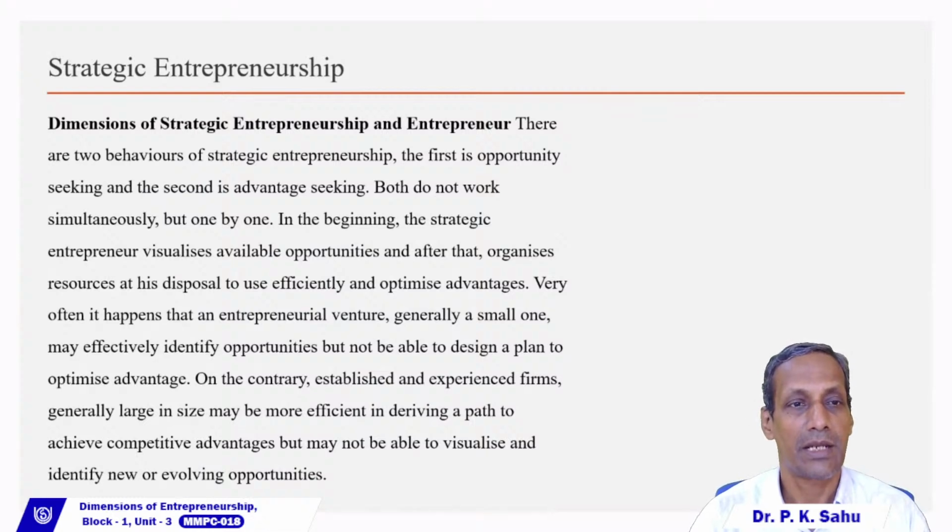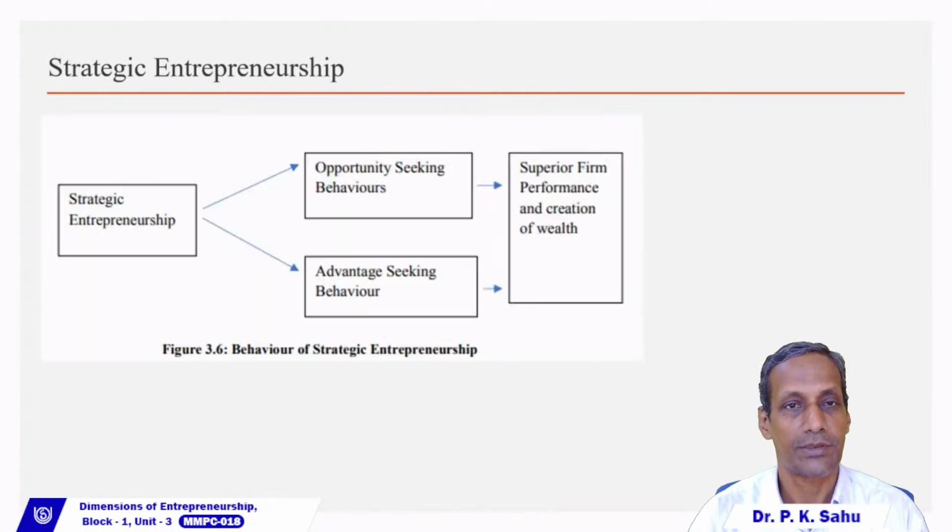In the beginning, the strategic entrepreneur visualizes available opportunities, and after that, organizes resources at his disposal to use efficiently and optimize advantages. Very often, it happens that an entrepreneurial venture, generally a small one, may effectively identify opportunities but not be able to design a plan to optimize advantage. On the contrary, established and experienced firms, generally large in size, may be more efficient in deriving a path to achieving competitive advantage, but may not be able to visualize and identify new or evolving opportunities.